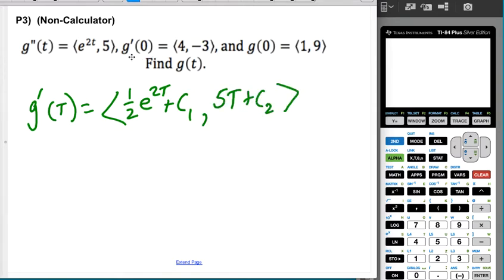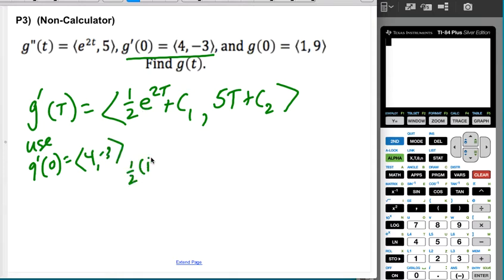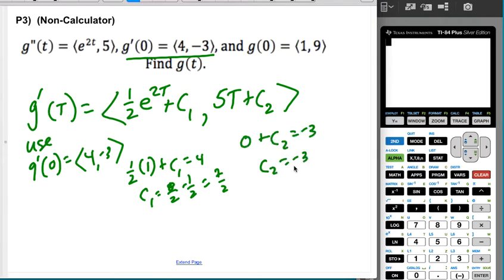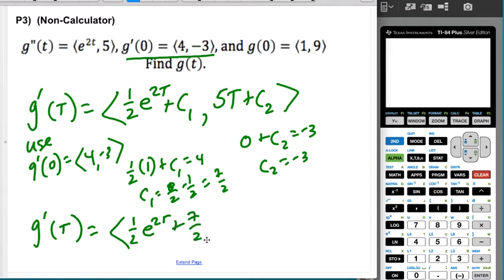So then I'm going to have to use this point, right? So I'm going to use g prime of 0 equals 4 comma -3, right? So when I plug in 0, I should get 1/2 times 1 plus c sub 1 equals 4, right? So I get that c sub 1 is 8/2 minus 1/2 or 7/2 or 3.5, I don't care which, right? And then when I plug in 0 here, I get 0 plus c sub 2 equals -3, so my c sub 2 is thankfully just -3. So g prime of t is 1/2 e to the 2t plus 7/2, comma 5t minus 3, right?